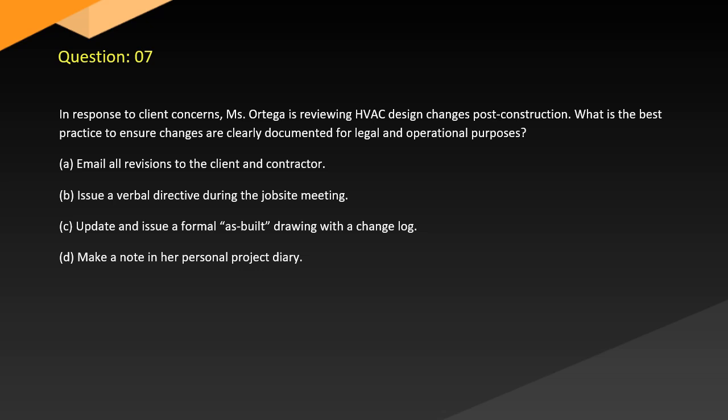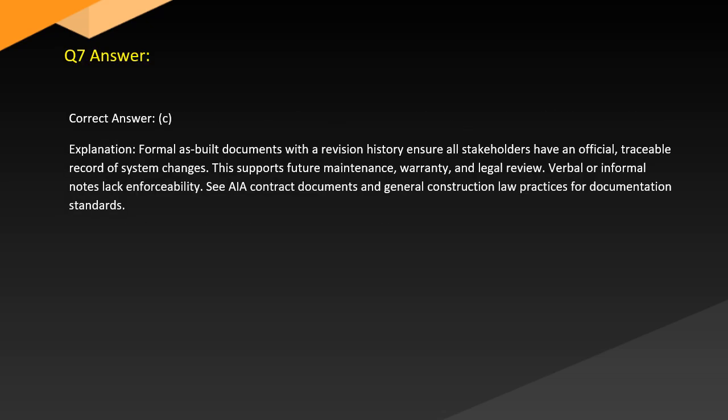D. Make note in her personal project diary. Answer. Correct answer, C. Explanation. Formal as-built documents with a revision history ensure all stakeholders have an official, traceable record of system changes. This supports future maintenance, warranty, and legal review. Verbal or informal notes lack enforceability. See our contract documents and general construction law practices for documentation standards.